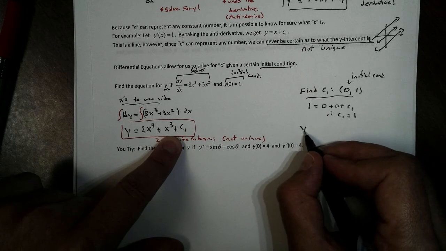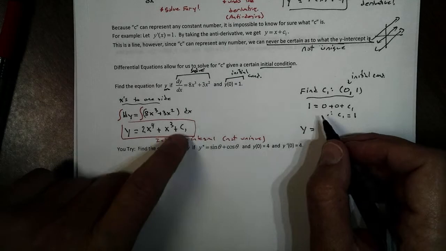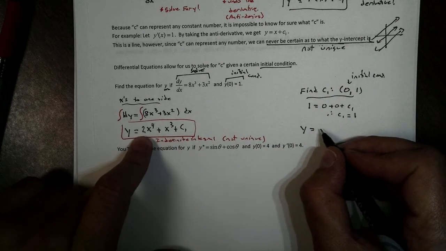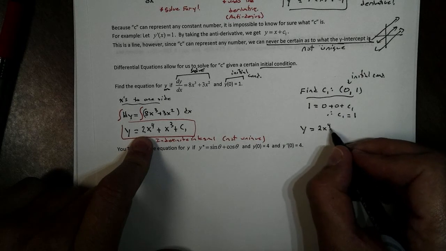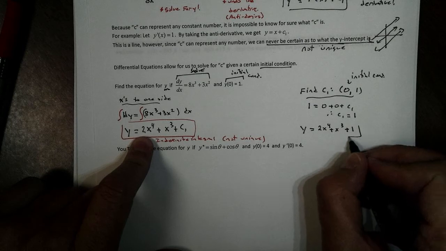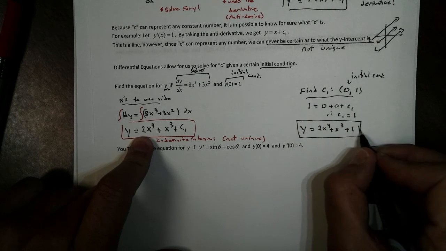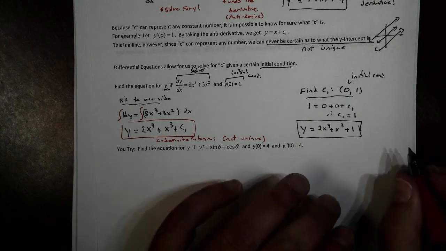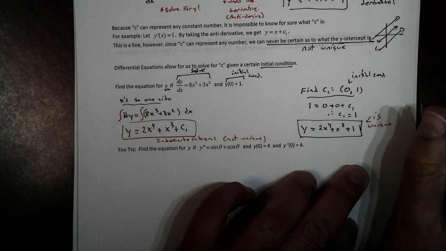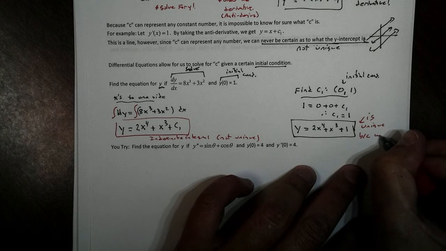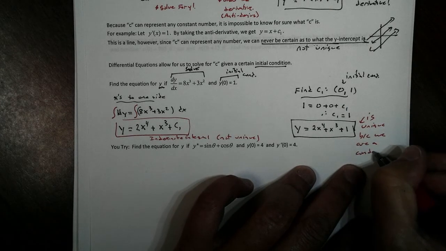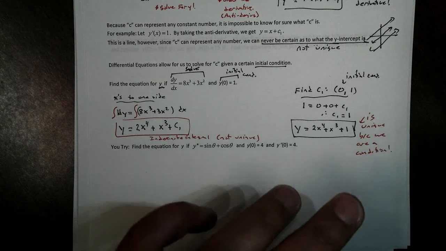Now I can write my unique equation. Even though this is not unique, there's only one that goes through that point. So we would get y equals 2x to the fourth plus x cubed plus 1. And there is our new function. This is unique, and that is because we are given a condition. At this point, this is what we want.